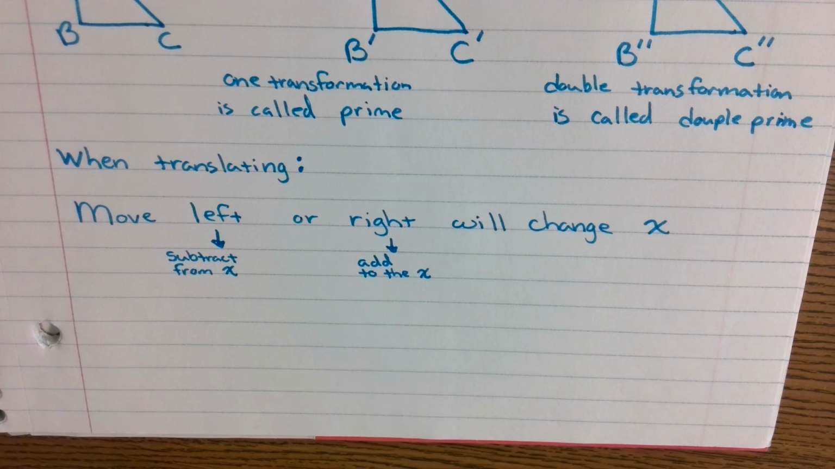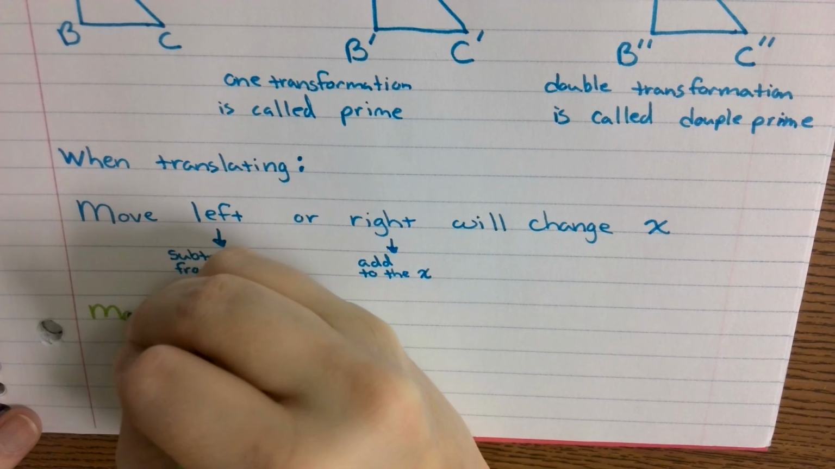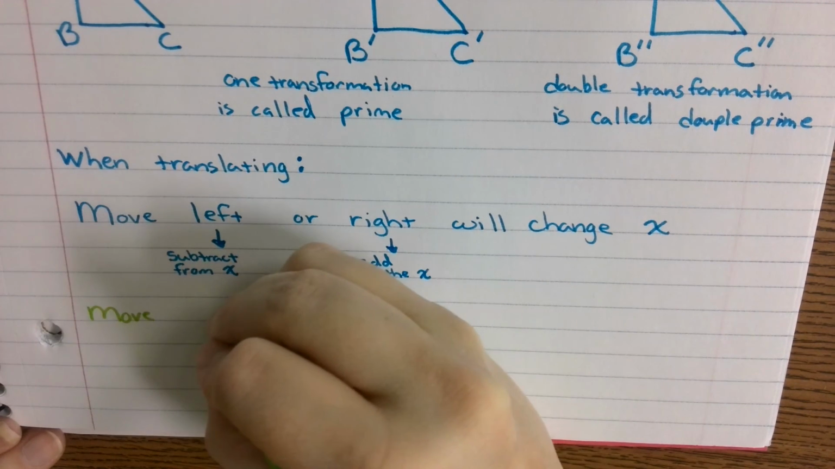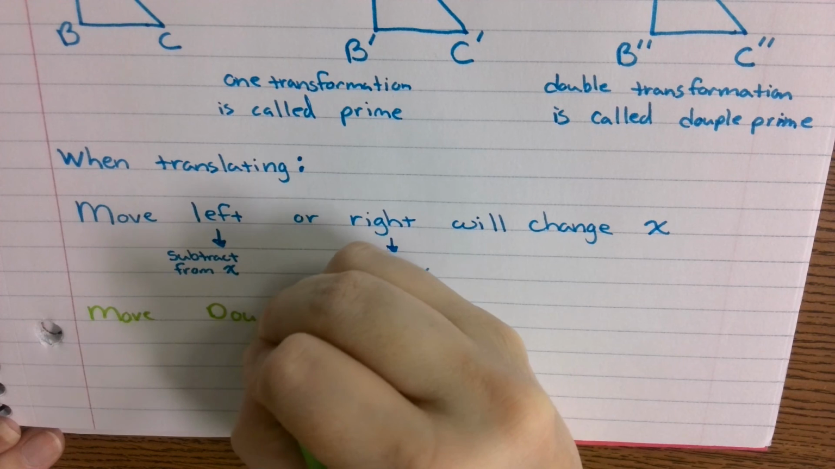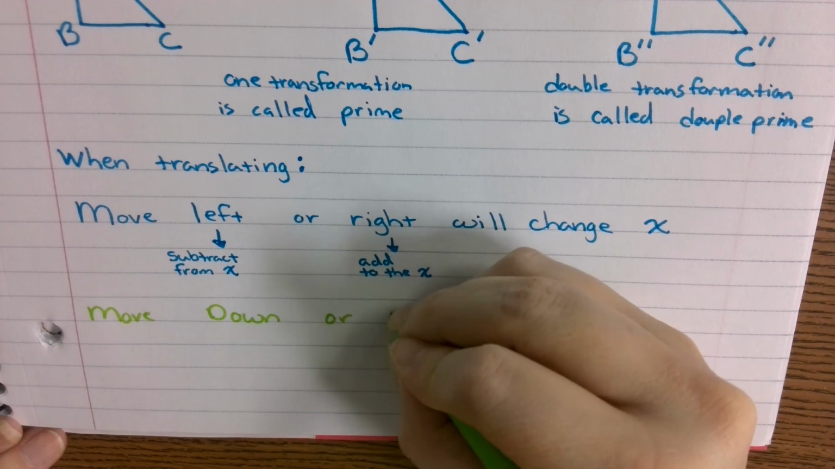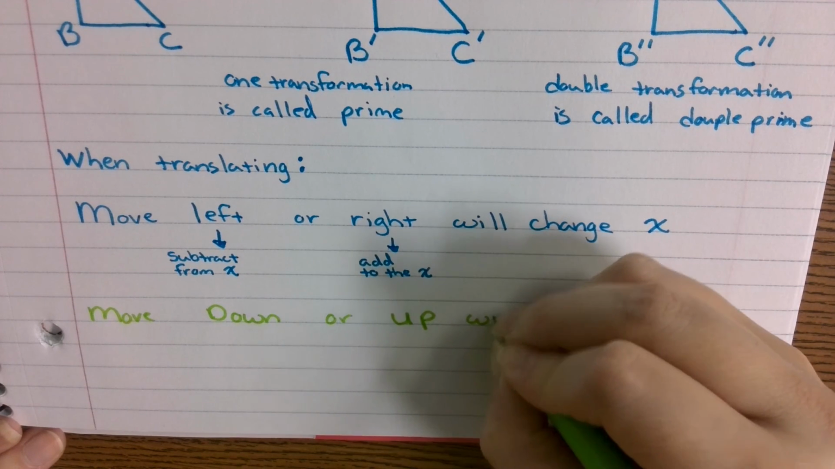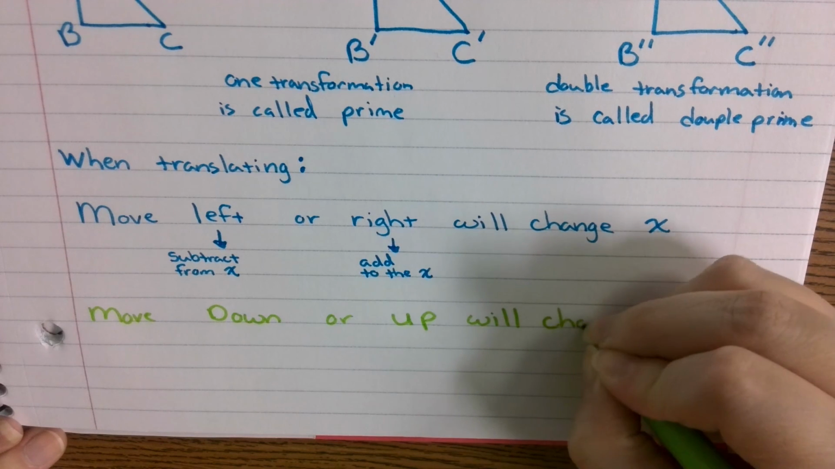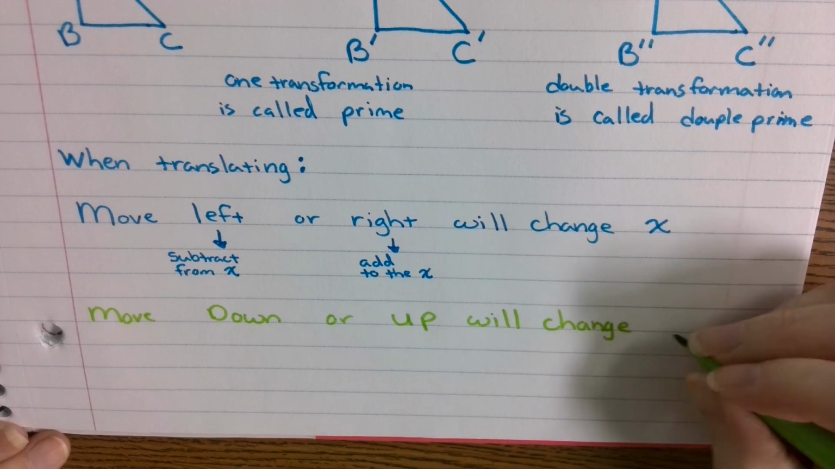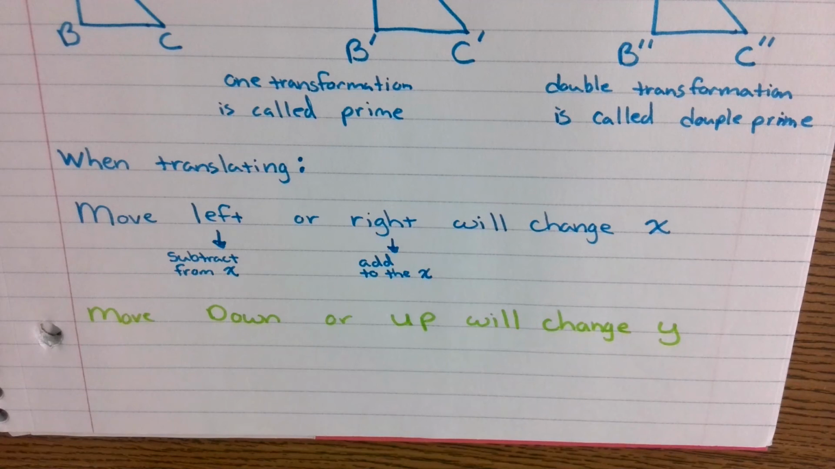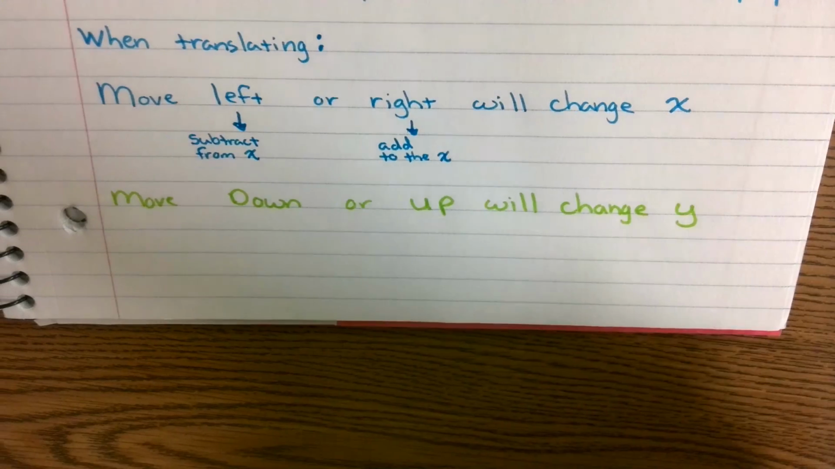I could also move up or down. So if I move down or up, that's going to have an effect on what? The Y. This will change your Y value. A move down or up is going to change your Y value.